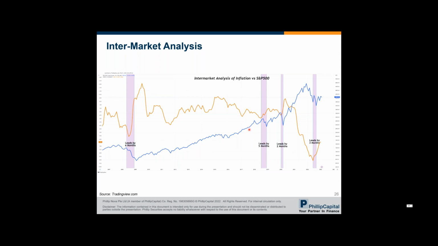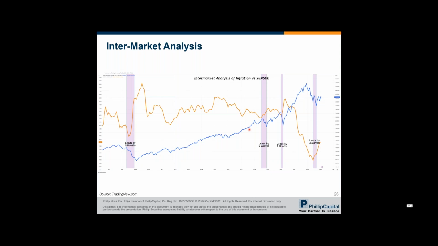So taking this concept further, not only do we want to look for two assets to be highly correlated, but we also want to look for one asset to be leading the other asset by a number of days, so that it can act as an early warning system for us to get ready to trade in the direction the one market has moved in.